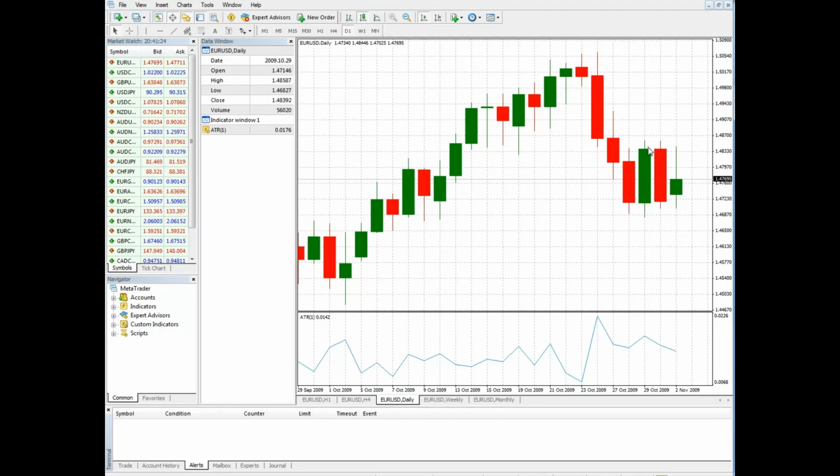176 pips, and what we'll do is we'll buy on a breakout of this bar plus 3 pips, and we'll sell on a breakout of that low minus 3 pips. So let's do our calculations here. You can see that our high is 1.48587 and our low is 1.46827.